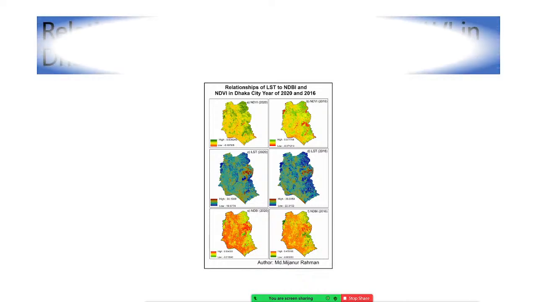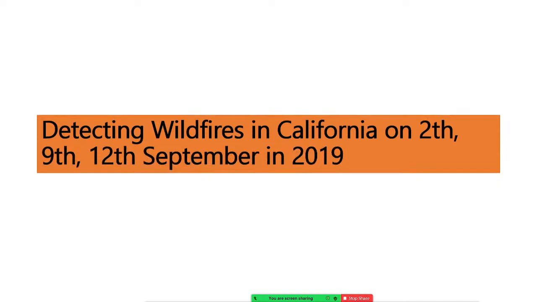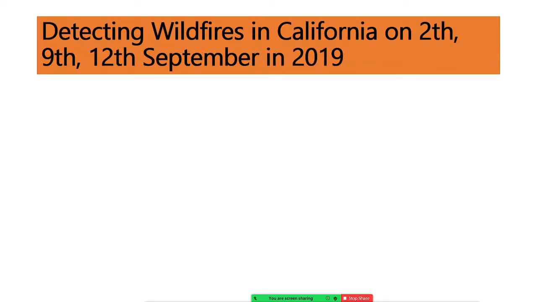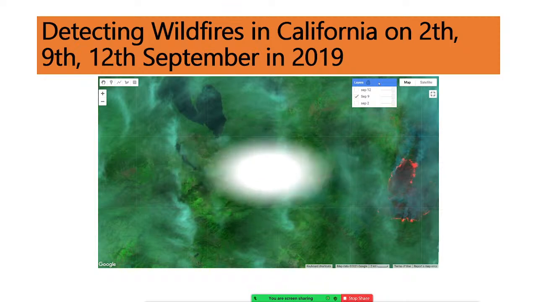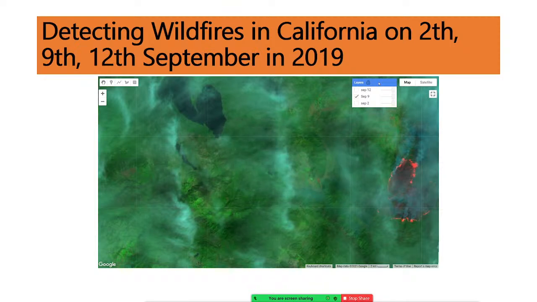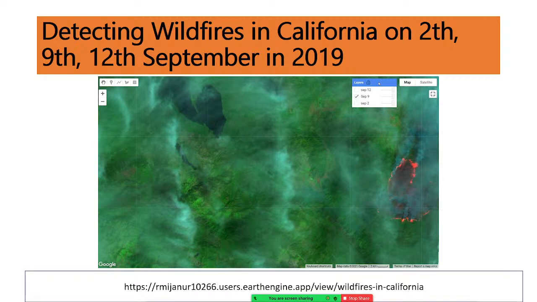Okay, so this is another for detecting wildfires in California. At this time you can see, and mainly here I use this satellite in the Google Earth Engine platform for detecting wildfires in California. And this is the app link. You can easily go to this app link and get a better visualization.